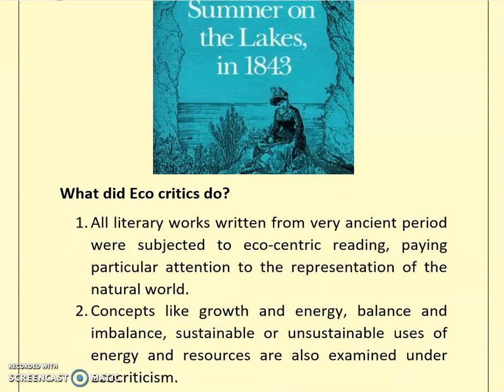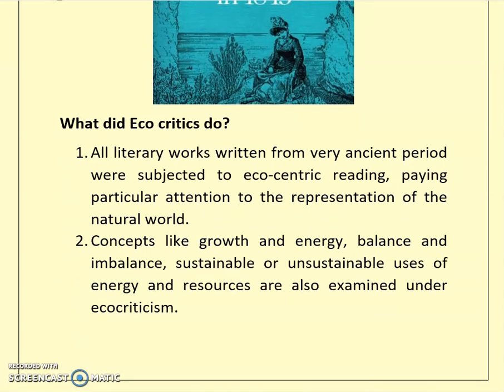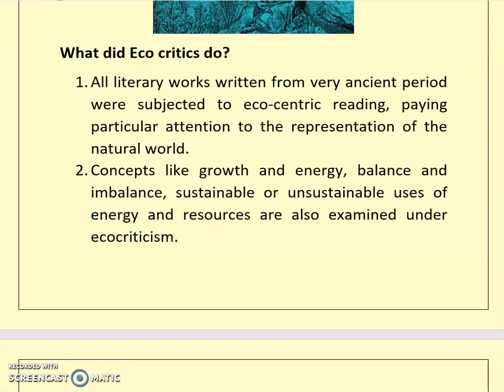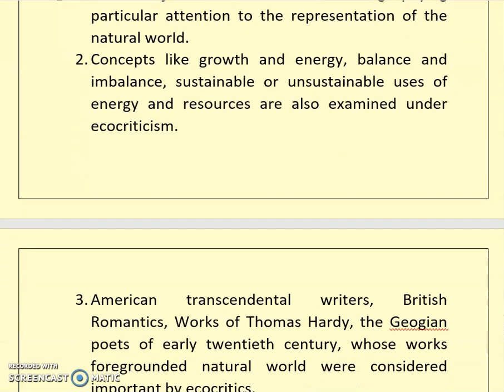And what did eco-critics do? What are their activities? One, all literary works written from the very ancient period to the present were subjected to ecocentric reading, paying particular attention to the representation of the natural world. Then, secondly, concepts like growth and energy, balance and imbalance, sustainable or unsustainable uses of energy and resources are also examined under criticism. So these are the topics which were actively discussed by the end of the 20th century and beginning of the 21st century. These things were also discussed under ecocriticism.